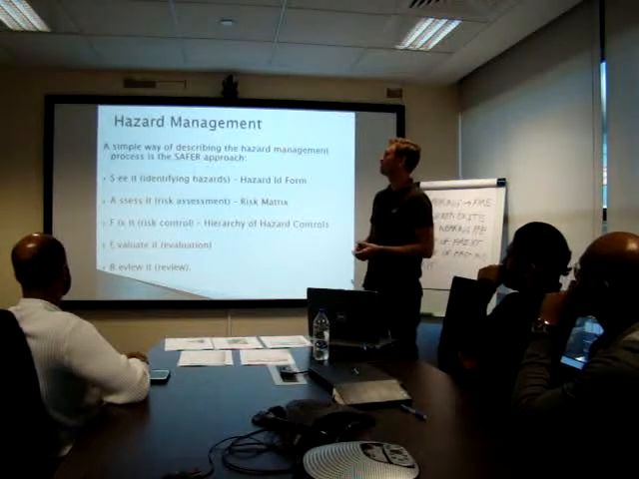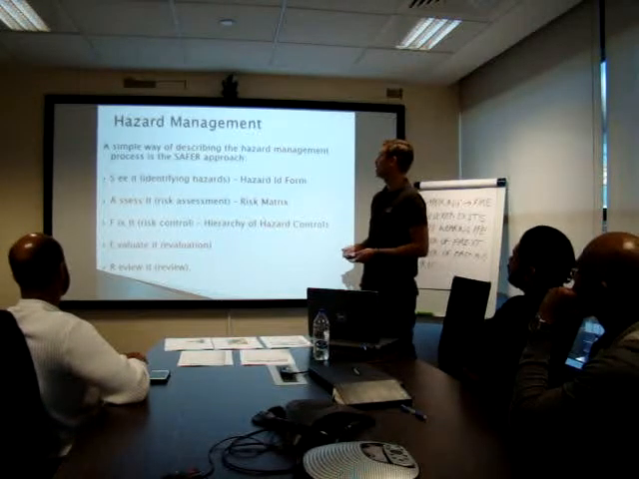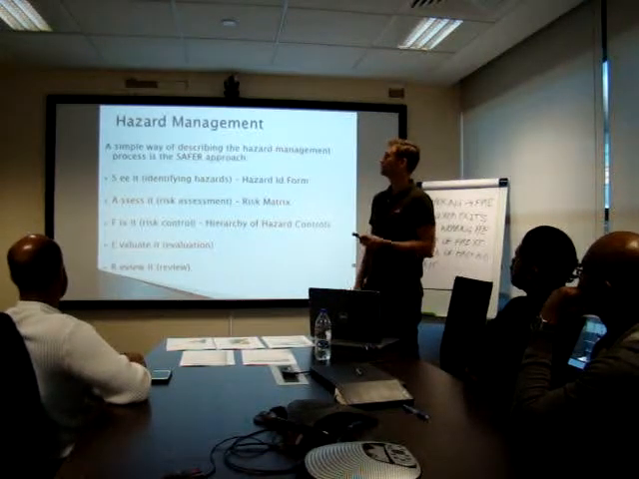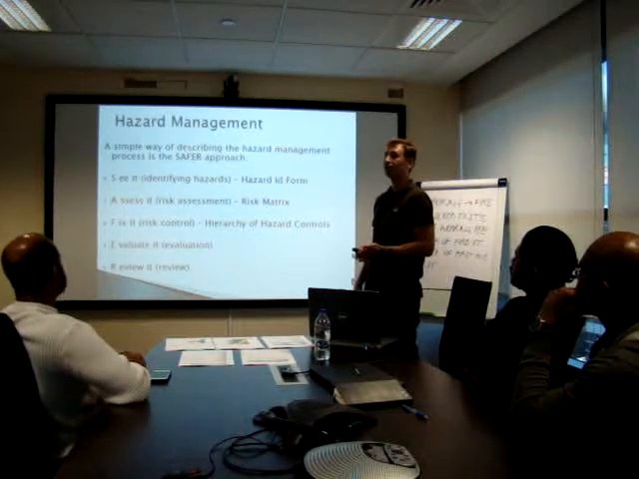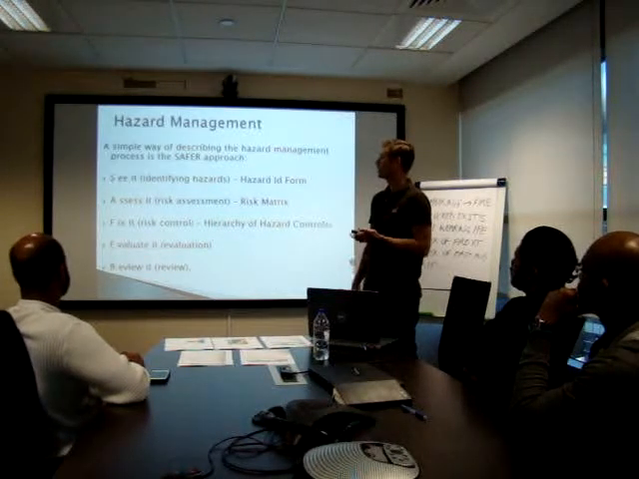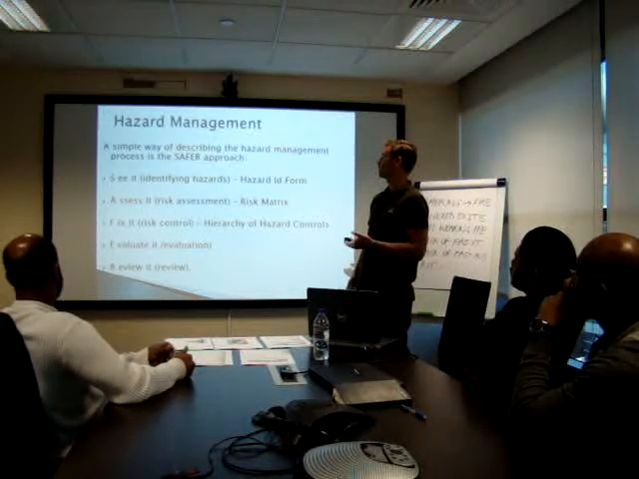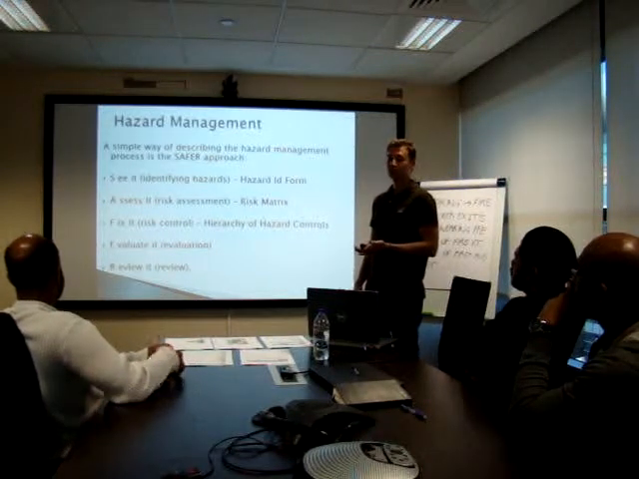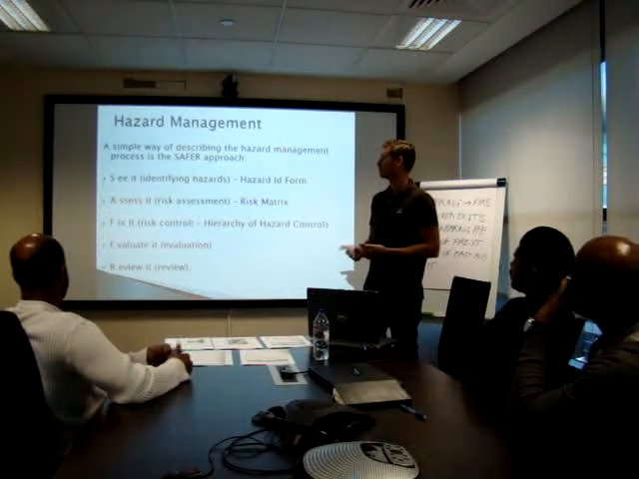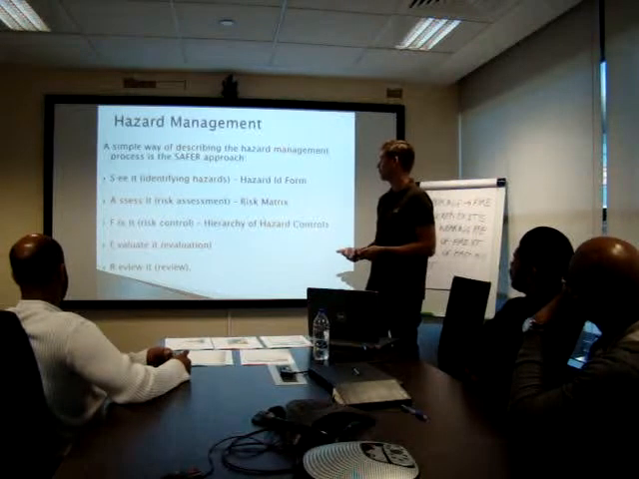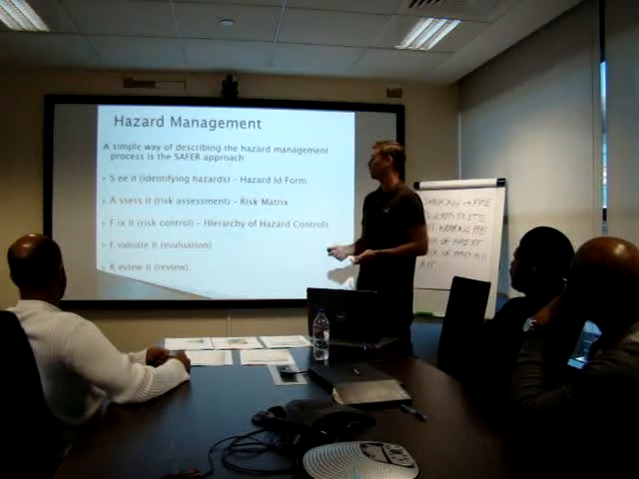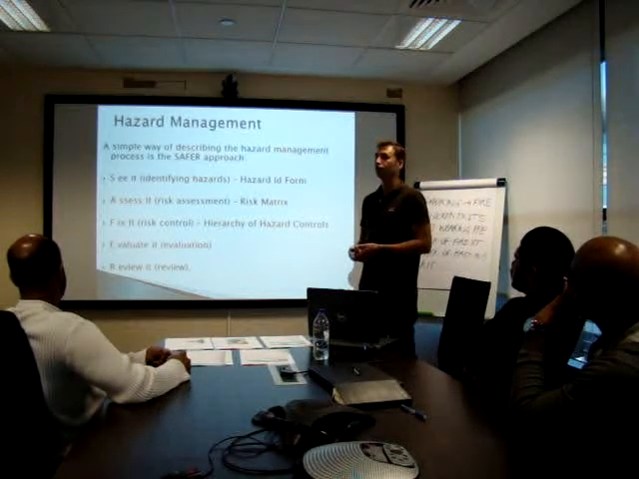Now, again, with hazard management, there's a simple way of describing the hazard management process, which is the SAFER approach. First of all, you see it: you identify those hazards, and you place them on a hazard identification form. You assess it: you conduct a risk assessment and you use a risk matrix, which I'll be showing you in a little while. You fix it: you undertake risk control. You apply the hierarchy of hazard controls. And you evaluate it. Finally, you review it.